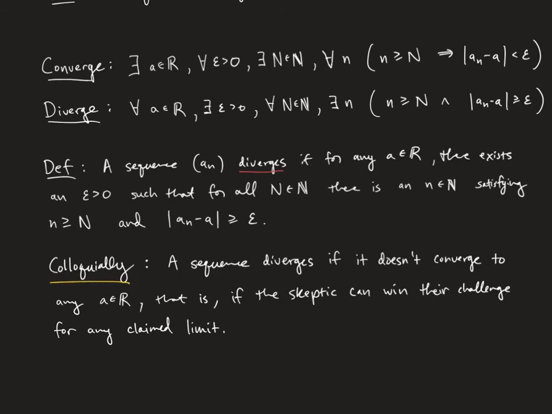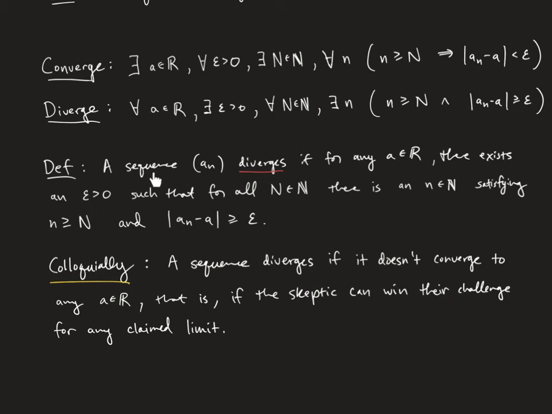Okay, so colloquially then, what this definition is saying is that a sequence diverges if it doesn't converge to any particular real number. So that is, if the skeptic can win their challenge for any claimed limit. So a sequence diverges if whenever you, the person who's saying that the sequence is converging to some particular A, right? So you have some A in mind, you say my sequence is converging to this A, the sequence diverges if the skeptic can win their challenge for that claimed limit.